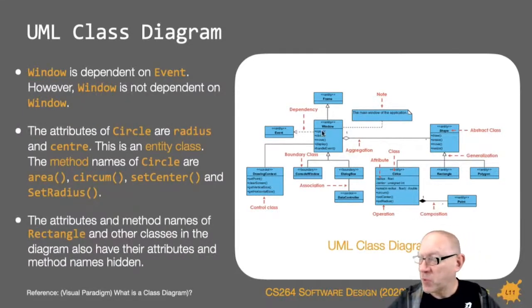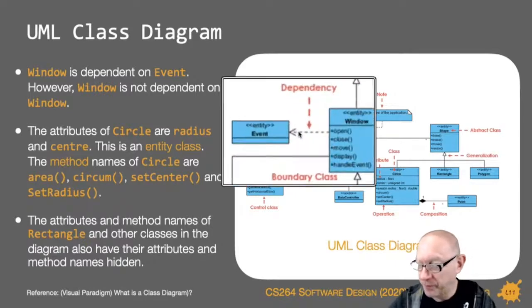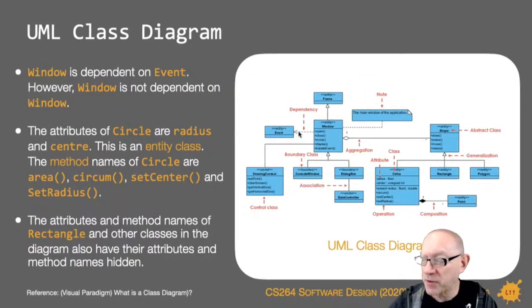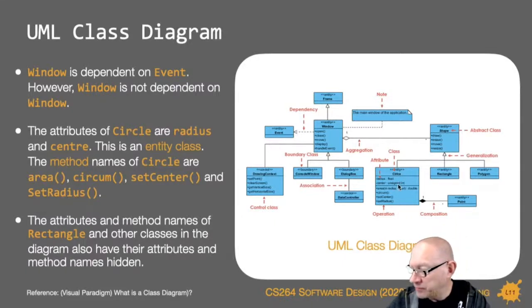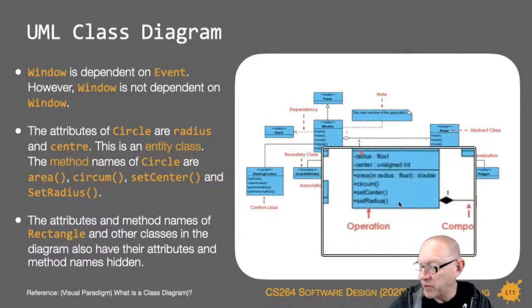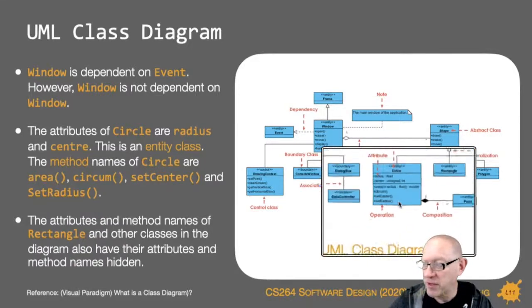We see that window is dependent on event. This is this dependency relationship here. Event is not dependent on window, okay? The attributes of the circle here are radius and center. And again, this is an entity class. The method names are area, circum, set center, and set radius.